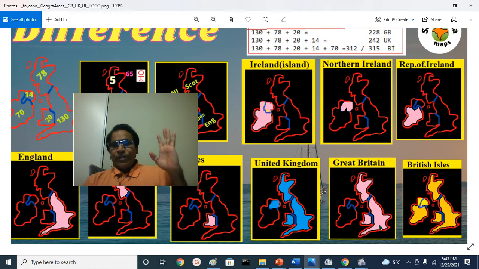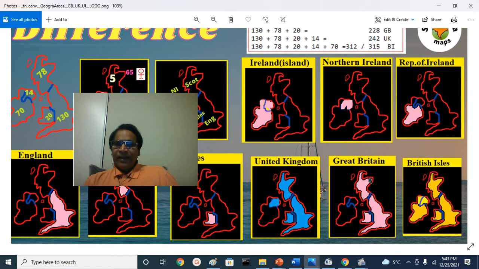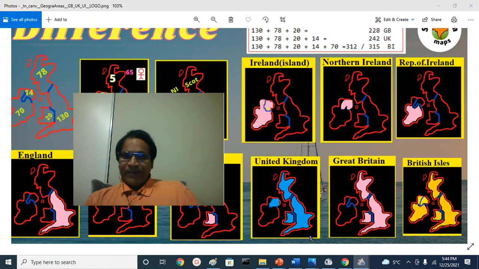Great Britain's most important countries are England, Scotland, Wales. This is 130, this is 78, this is 20. That is the geographical area: 130 England, 78 Scotland, 20 Wales. This is Great Britain. You see here 2 bigger islands, right? One is Great Britain on the right hand side. Another is an island on the left hand side, that is Ireland. So this is the island called Ireland. This is a bigger island called Great Britain. If these 2 islands are joined together, they are called the British Isles.